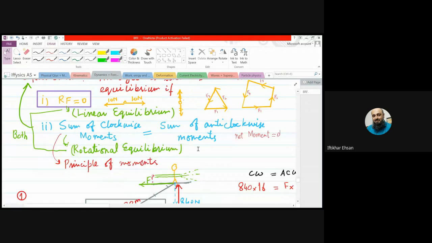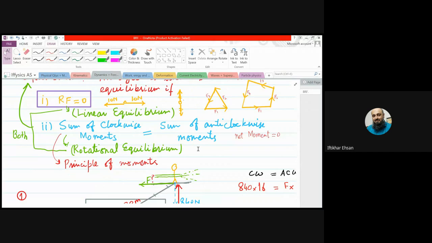Now, you have to consider these two points. Sometimes the resultant force is zero, but the clockwise moment is not equal to the anti-clockwise moment. If one condition is fulfilled, like the resultant force is zero, then we call it a linear equilibrium. But that is not complete equilibrium.